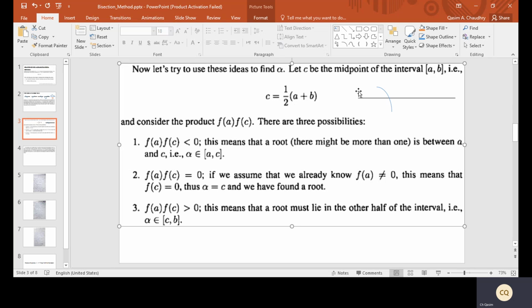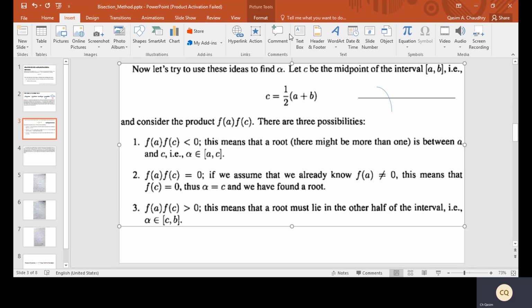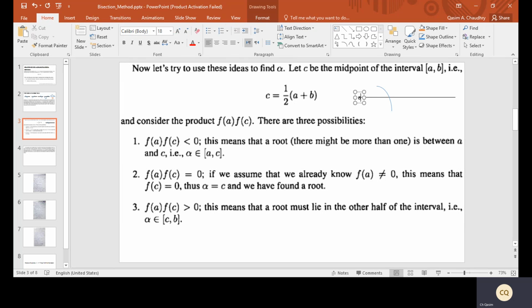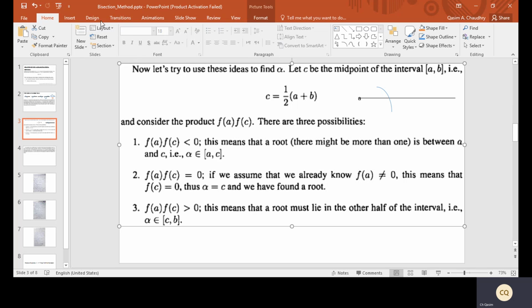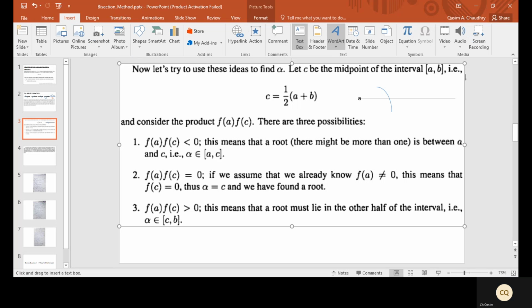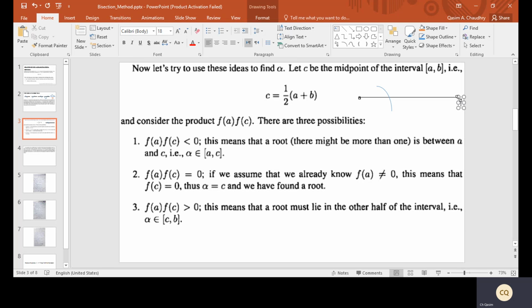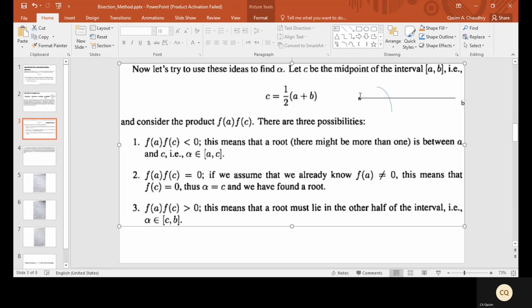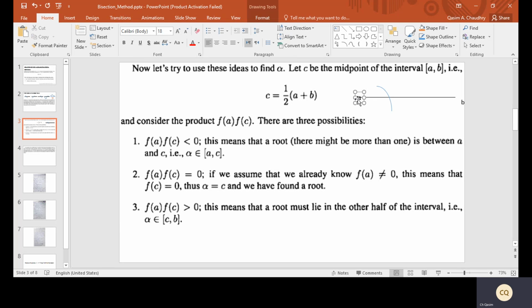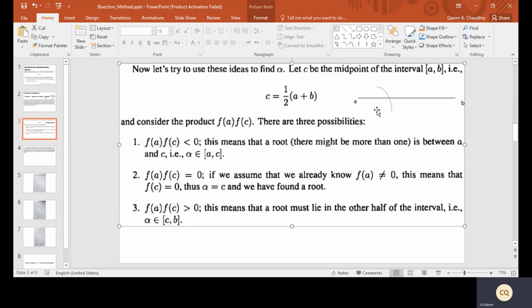Now students, check where the function is. Let's say the function is positive here, and here it is negative. Maybe if you want, I can simply write for you, students. So let's say we have A, and let me write here so that it would become easy for you. Let's say this is your B, and let me change its position. So students, here is A and here it is B.